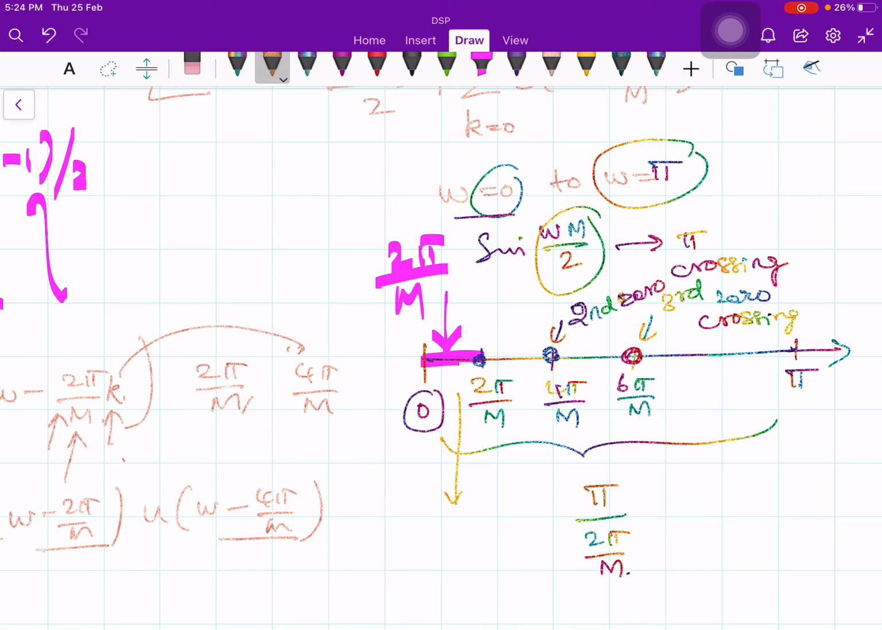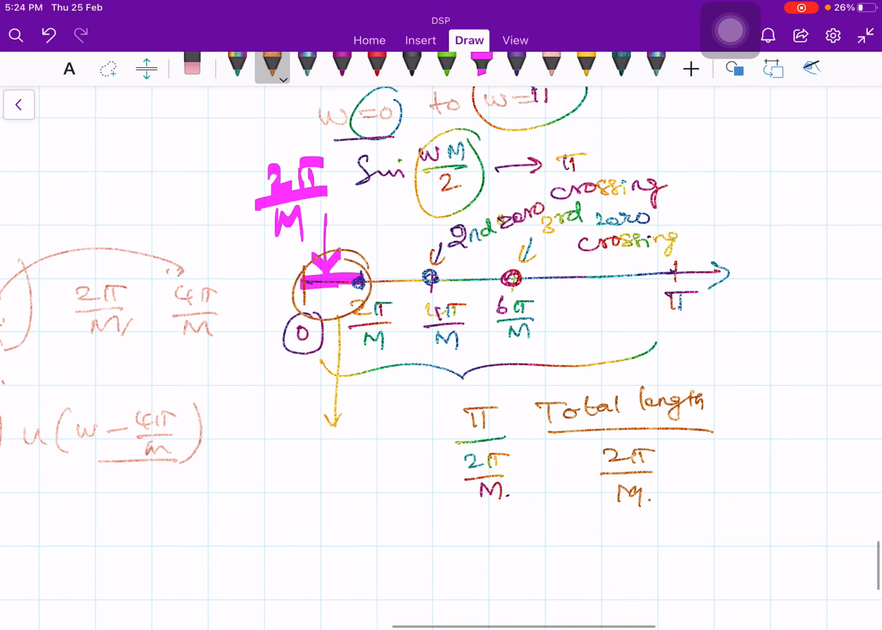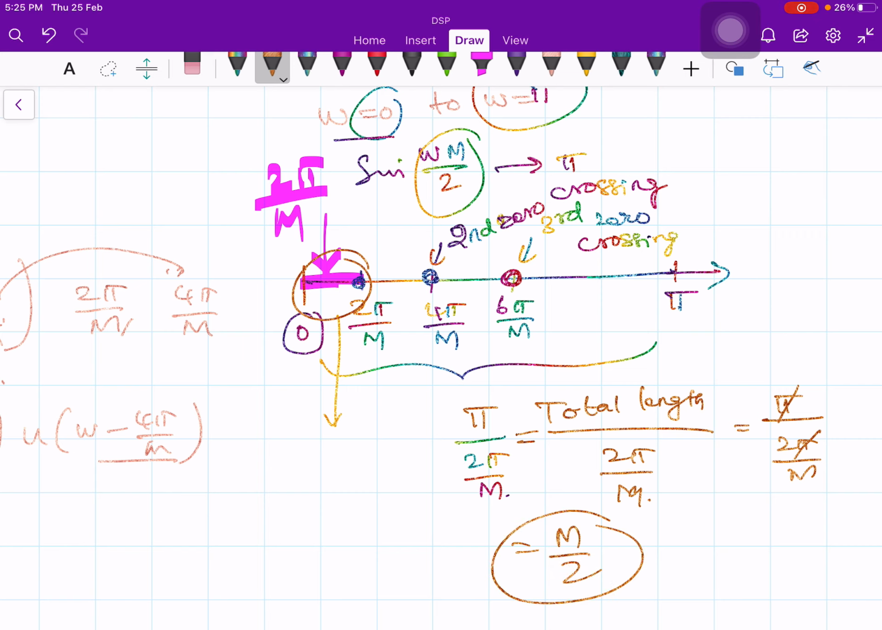So how many 0 crossings will occur? Total length divided by this length. What is that length? 2 pi by capital M. That M we don't know. Let us assume that it is capital M, maybe 8, maybe 16. We don't know. So here the total length is pi, and 2 pi by M, pi will get cancelled, so it is M by 2. How many transitions? M by 2 transitions.